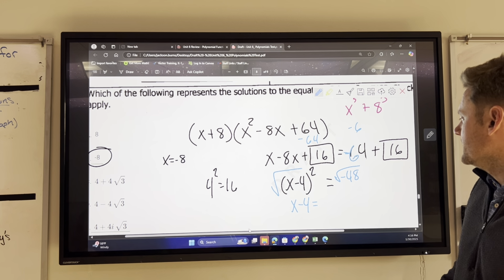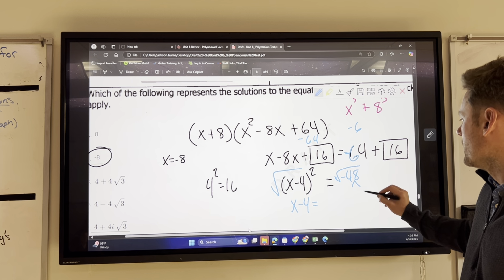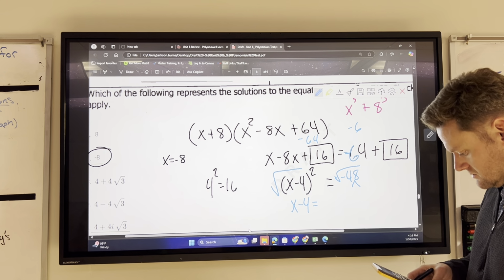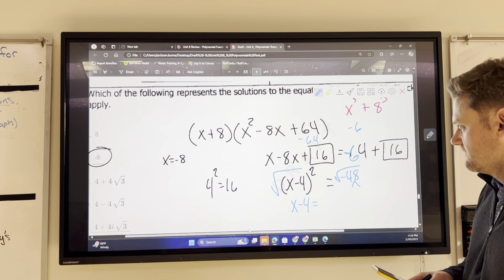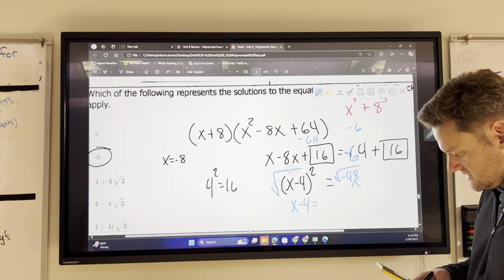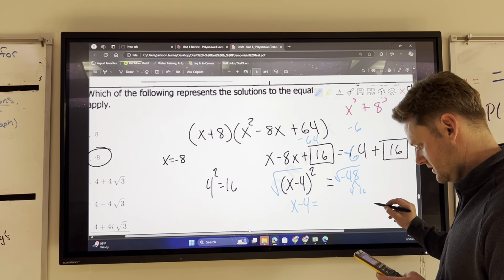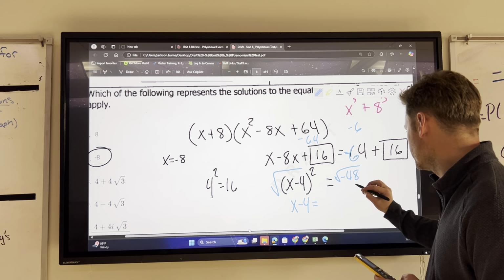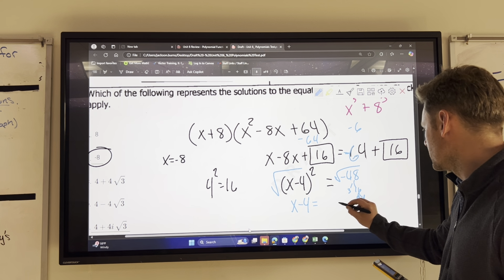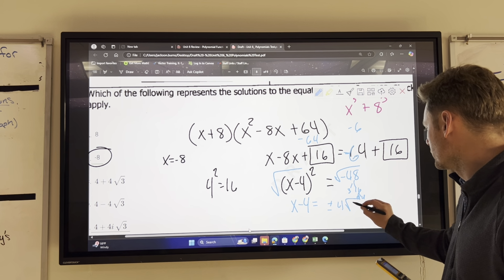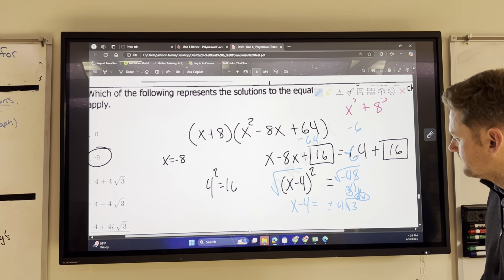So negative 48, what does that factor down to? Well, what can I break it apart as? 48 divided by 9? No. 48 divided by 16? Yeah, that works. So that becomes 3 and 16. 16 is 4 and 4. So I know this is going to go plus or minus 4 root 3. The 3 has to stay home. The two 4s can go out front.